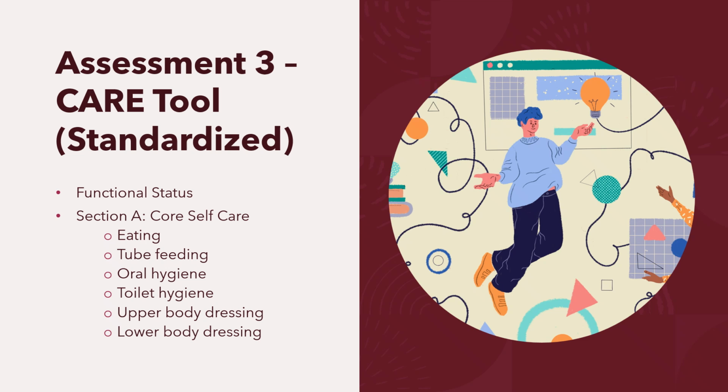Our third assessment was the CARE. We chose the functional status section A, core self-care. This includes eating, tube feeding, oral hygiene, toilet hygiene, and upper and lower body dressing. This is a great tool for right CVA by assessing their functional status of ADLs after they have had the stroke, and OTs can get a good idea of how to treat their patient by looking at their functional status.